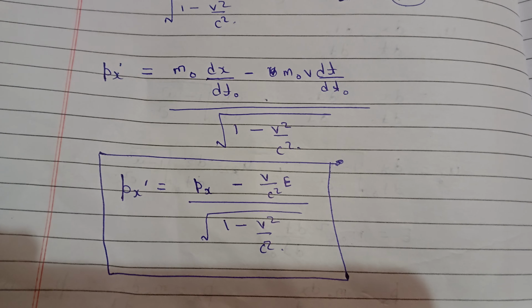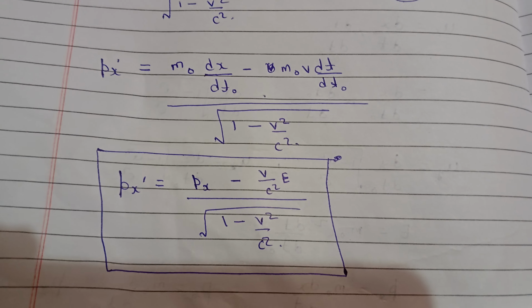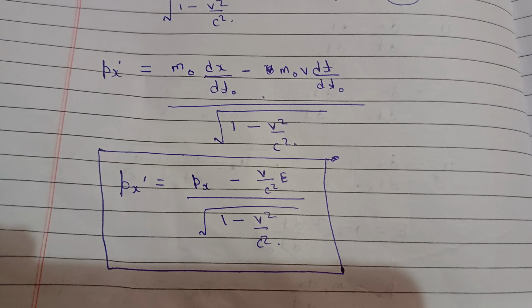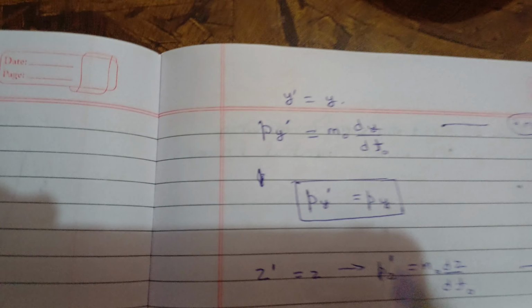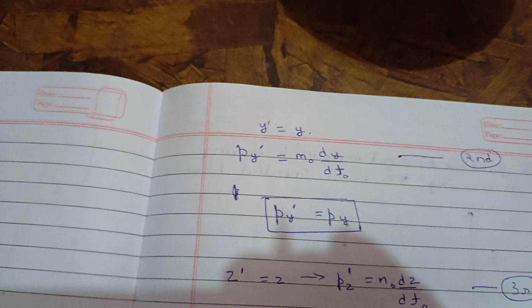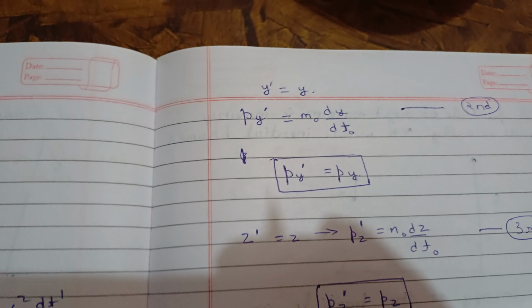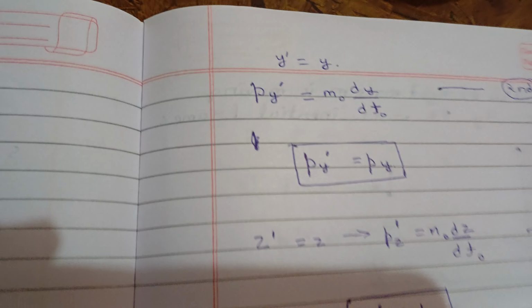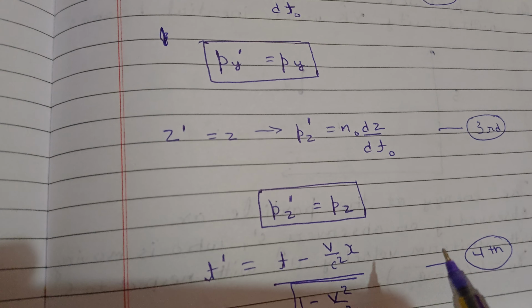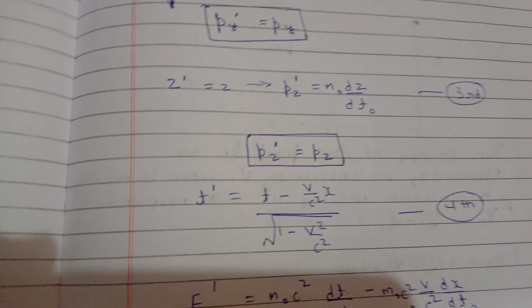Now same we are going to get for py prime, pz prime and energy. These are called the Lorentz transformation equations for the momentum and energy vectors. So that was our first equation. For the second equation, y prime will be y, we know that from the Lorentz transformation equations. So py prime will be the same, that is m naught dy by dt naught. Same for z prime, that will be equal to z, and pz prime will be equal to m naught dz by dt naught.